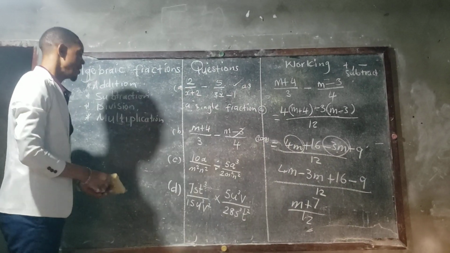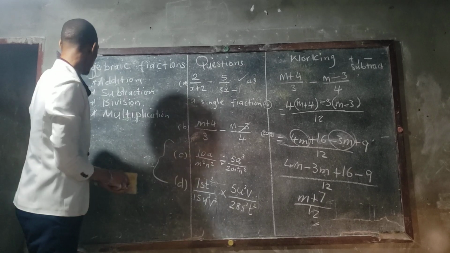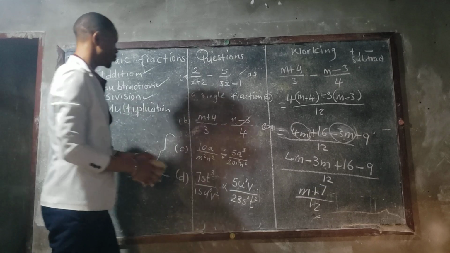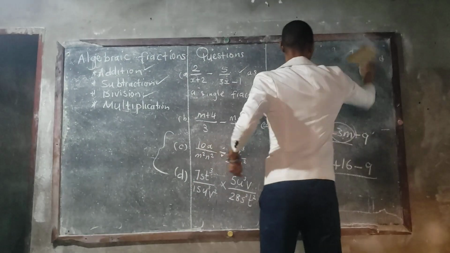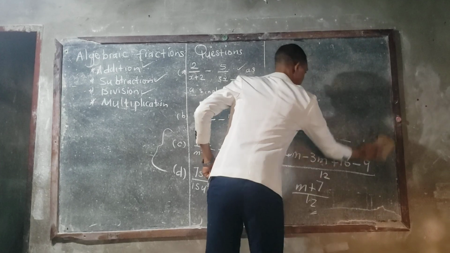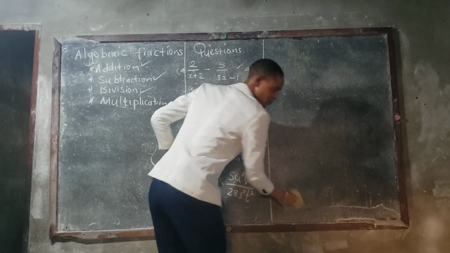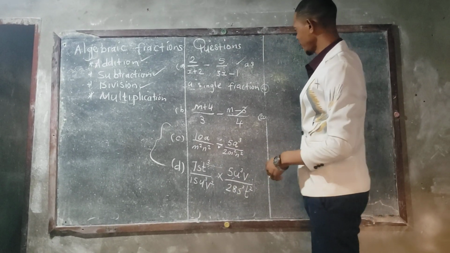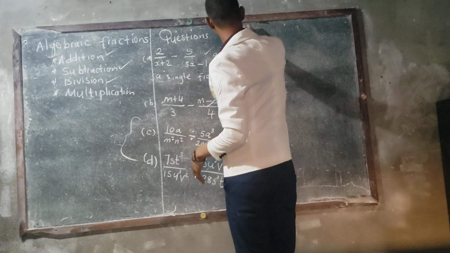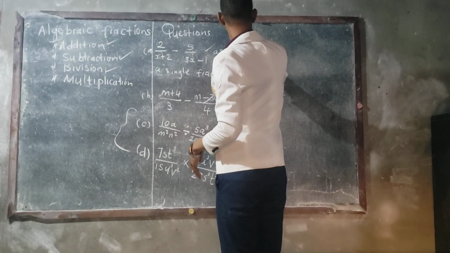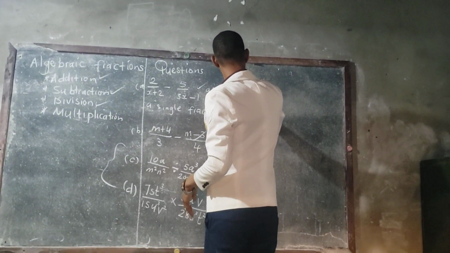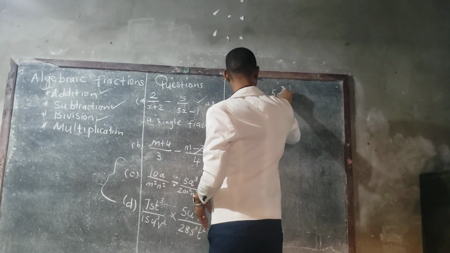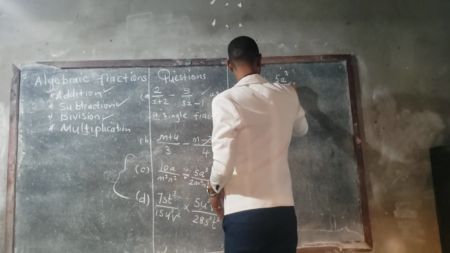Now we go into another part of fractions. So we are done on addition and subtraction of fractions, then we are going into division. So I'll bring the other problem. This one came in 2024. So there's 10a over m squared n squared divided by 5a squared over 2m squared n squared.